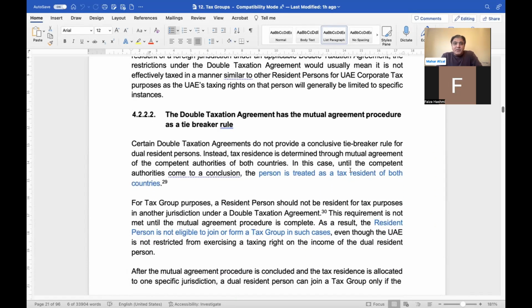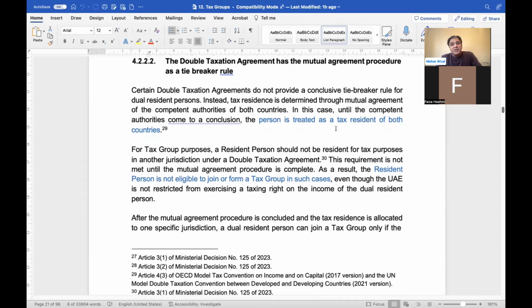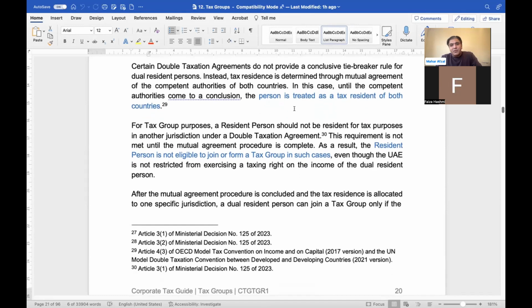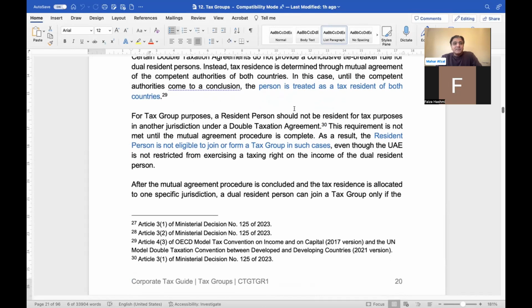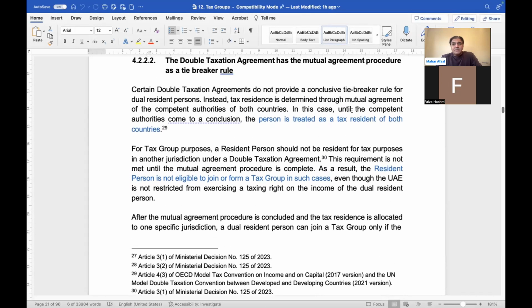Dual residency: the double taxation agreement has the mutual agreement procedure and a tiebreaker rule. So basically the objective and conditions are the same. Based upon this tax treaty, if the person is a resident of the UAE, yes, taxable in the UAE. If a non-resident of the UAE, the person cannot become a part of the tax group. The same thing they mentioned: if the person is a resident of both countries, treated as a tax resident for both countries, then it can become a part of the tax group as well.